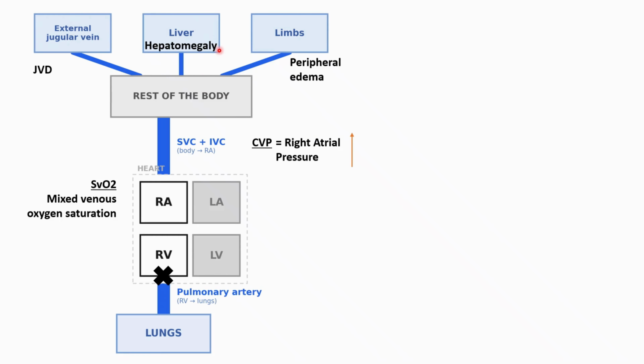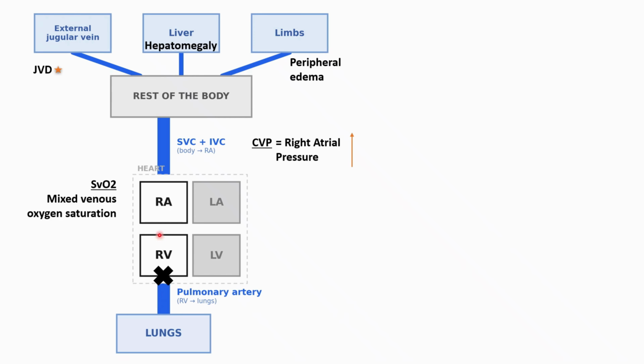Budd-Chiari syndrome, where the hepatic veins are clogged, causes backstream distension of the liver, or the IVC is clogged, which is causing hepatomegaly and peripheral edema, that is lower limb edema. And so JVD is probably the most important clinical finding that you look for in case of right ventricular failure.